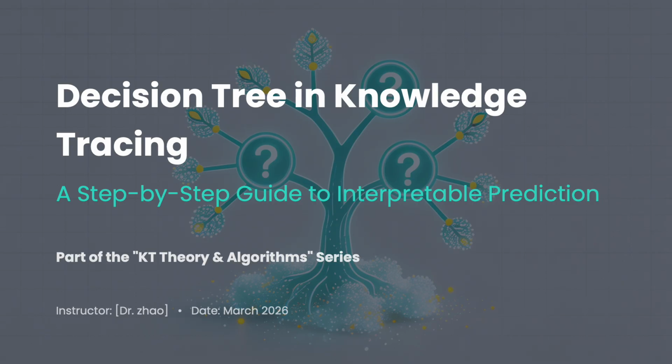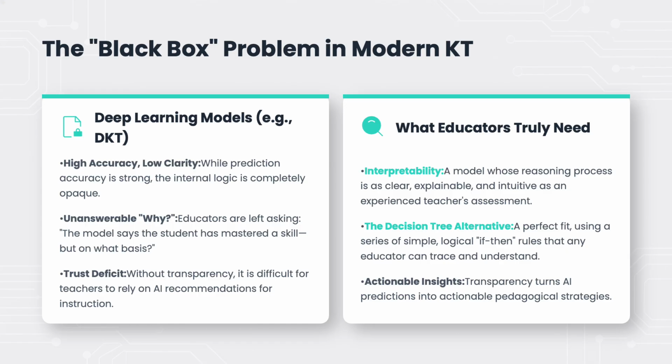Let's get started. Before we jump into decision trees, let's talk about a big challenge in modern AI, especially in education. Models like deep knowledge tracing, DKT, are incredibly accurate at predicting student performance, but they're often called black boxes. We get the answer, but we have no idea how the model arrived there. This is a problem for teachers and educators who need to trust and understand the AI's reasoning. What if there was a model that was not only accurate, but also completely transparent? That's where decision trees come in.